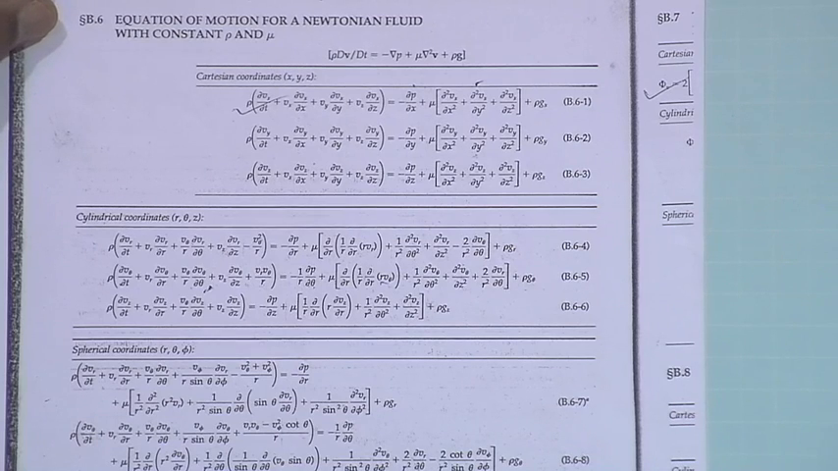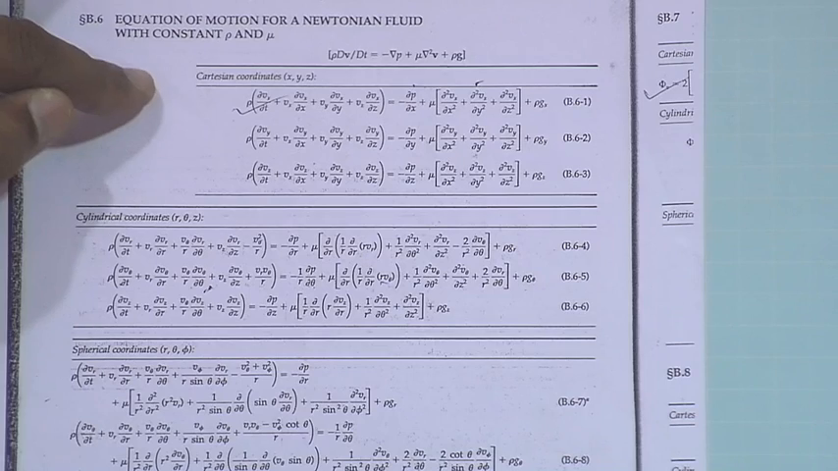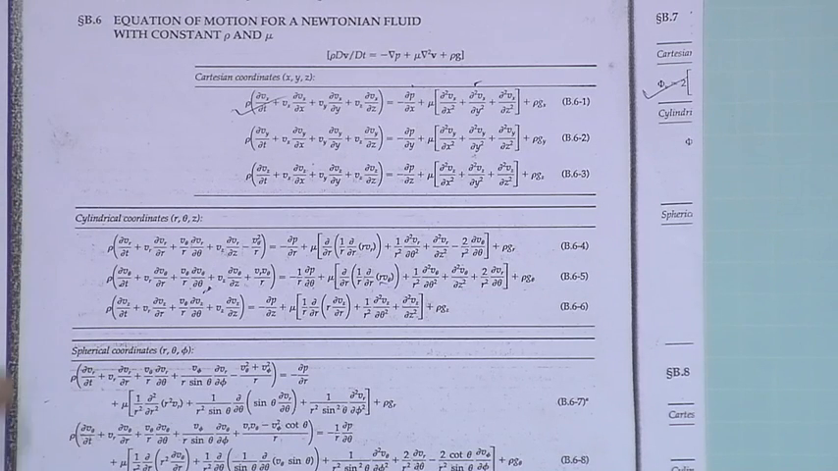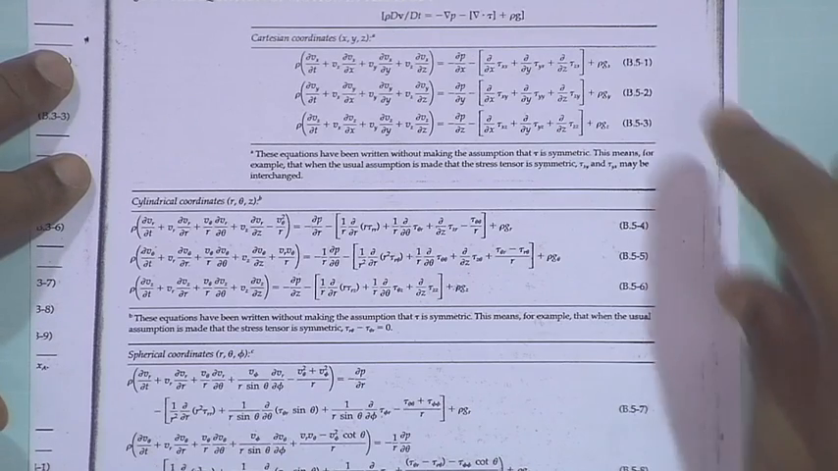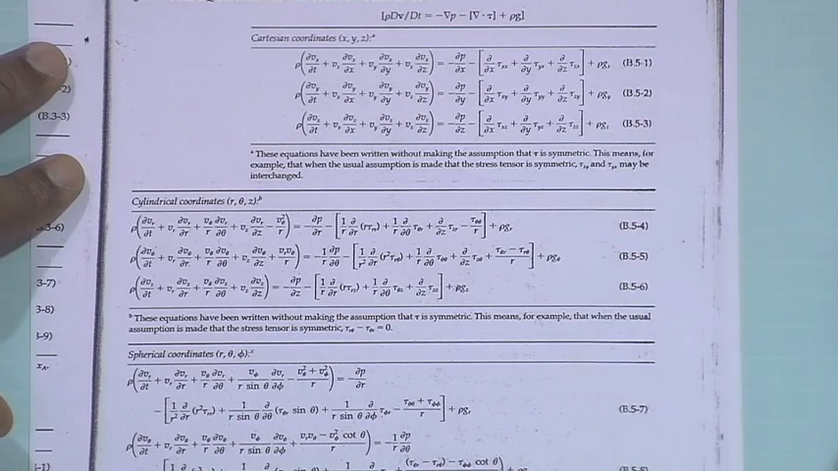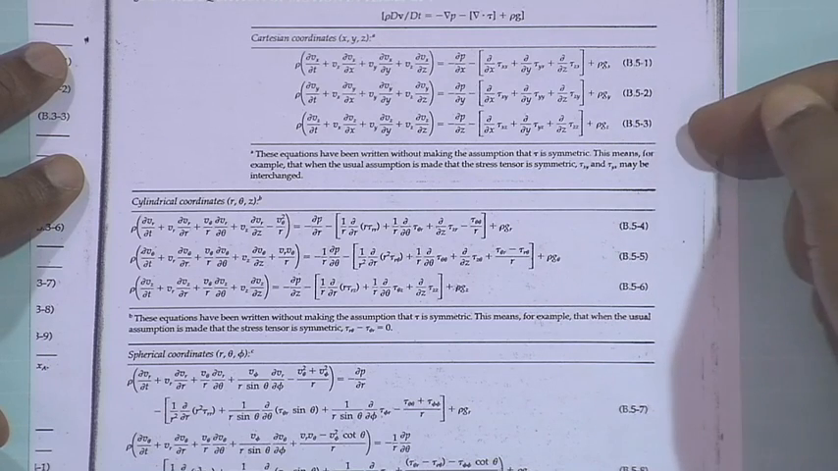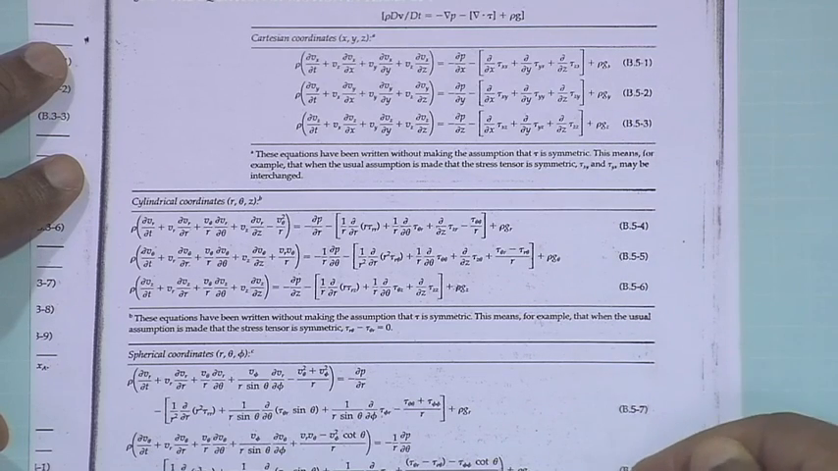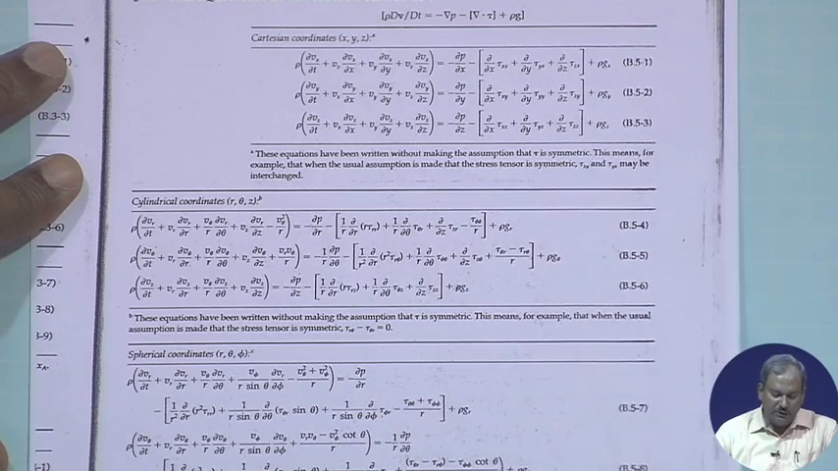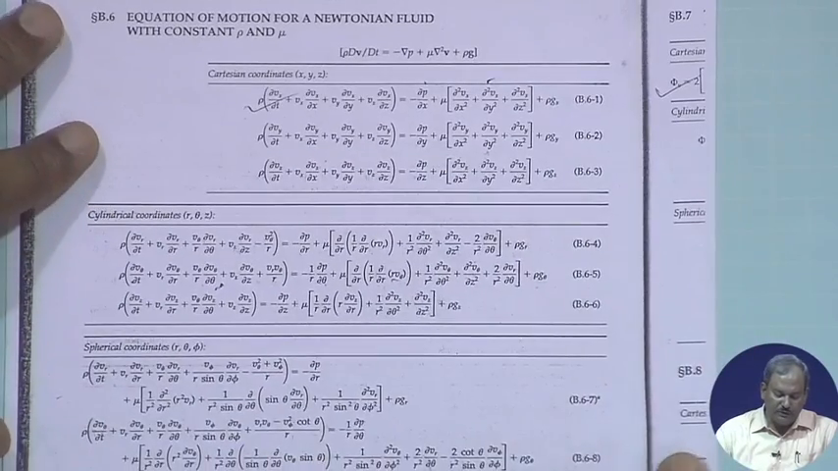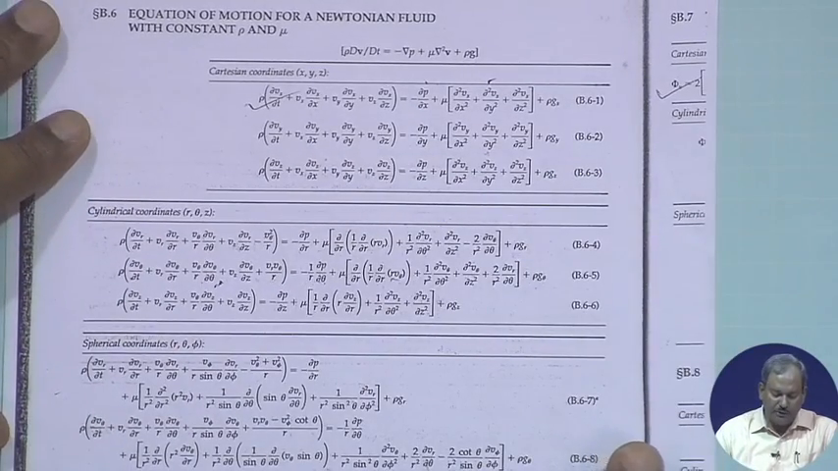So, I would draw your attention to this, which I think you should be able to see more clearly in your textbook, where the equation of motion for a Newtonian fluid with constant density and viscosity is provided for Cartesian, cylindrical, and spherical coordinate systems. In the previous table, the same equations are provided in terms of shear stress, and the other in terms of velocity gradient, again for Cartesian, cylindrical, and spherical coordinates. So, depending on which kind of geometry you are handling, you should be able to choose which equation would be applicable for your case.